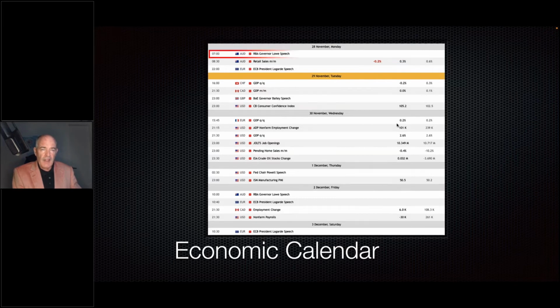So here we have today, on this calendar, the Reserve Bank of Australia, Governor Lowe is going to speak. And that may sound boring, but the reason it's got a red square beside it is because it's a high impact event. These central bank governors, when they speak, can actually drive the market far more than other events. It's very important to understand this. And I'll give you an example.